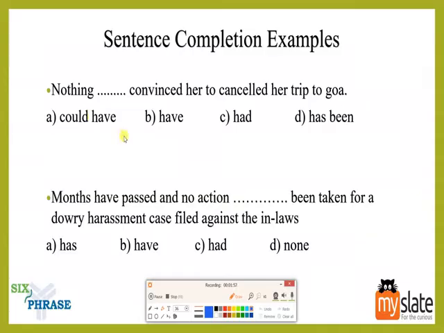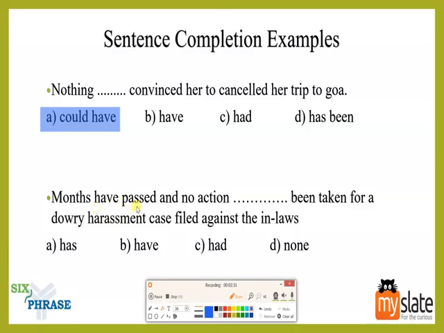Let's try our basic method, which we usually do. Nothing have convinced her to cancel her trip to Goa does not work. Nothing had convinced, no. What are they saying? They are saying nothing could have, meaning no matter what anyone did, it could have convinced her. So could have is the answer, right? As you can see, these are pretty basic questions which anyone can answer if they have a decent understanding of the grammar part of English, right? Okay, now let's look at it here.